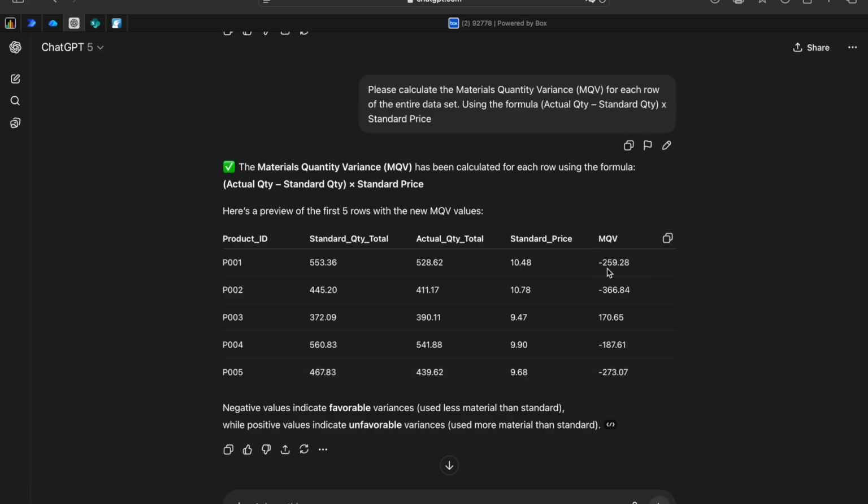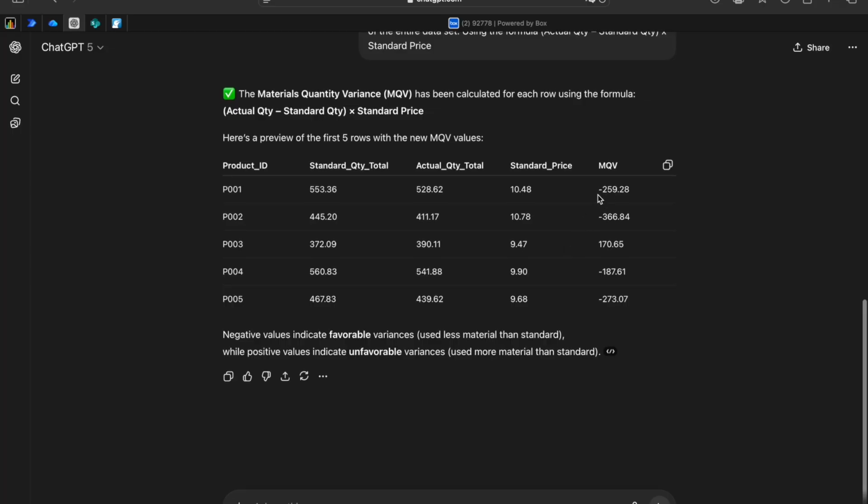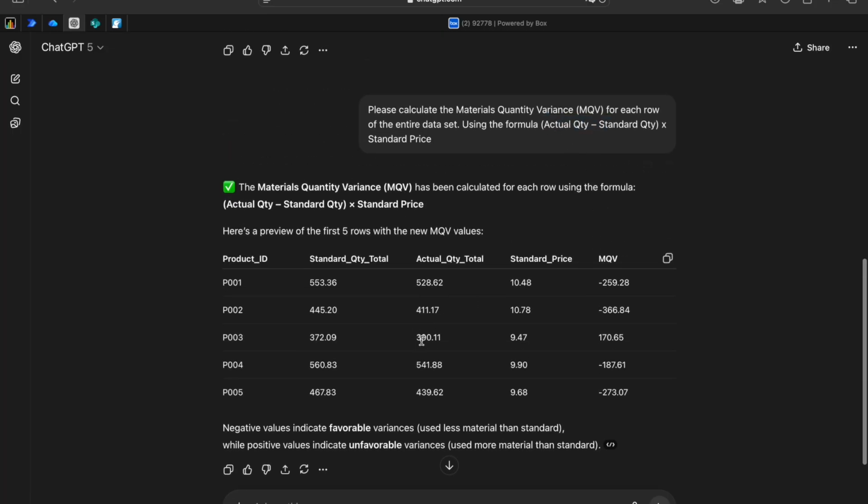And in this case, a negative output or a negative variance is favorable because the amount we actually used is less than the standard, which is good. If you did it the other way around, you would just have to remember that a negative would be unfavorable in the case we did it the other way.